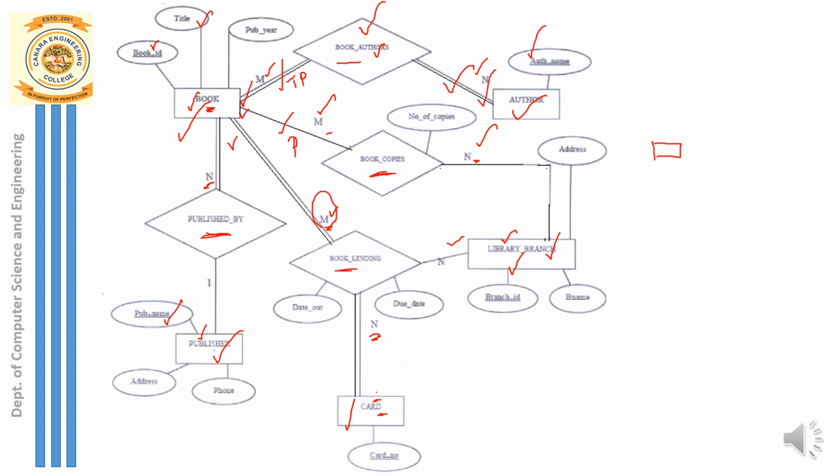What about from the library side? It is the same thing. A library need not have copies of all the books, right? A computer network book may not be there in the Gandhinagar branch, or maybe it may not be there in the Lalbagh branch. So a library need not have copies of all the books. That is why I have taken the participation as partial from the library side. So it is partial participation from both sides in book copies.